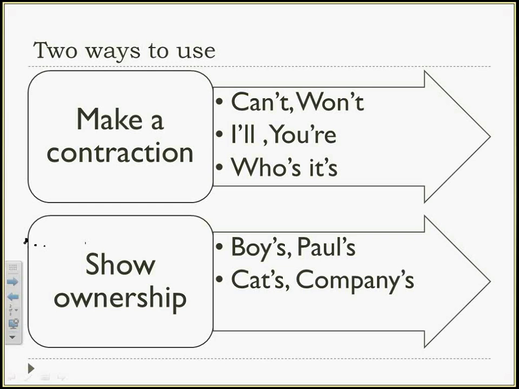So if it's the boy's hat, it's the hat that belongs to the boy. If it's Paul's bike, it's the bike that belongs to Paul. That apostrophe S is making it so that you don't have to say the whole, that's the bike that belongs to Paul. You can cut it down shorter and say, that's Paul's bike.